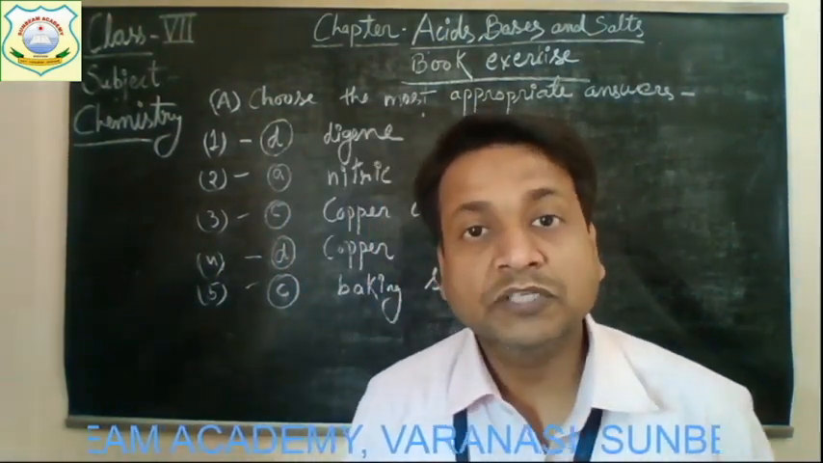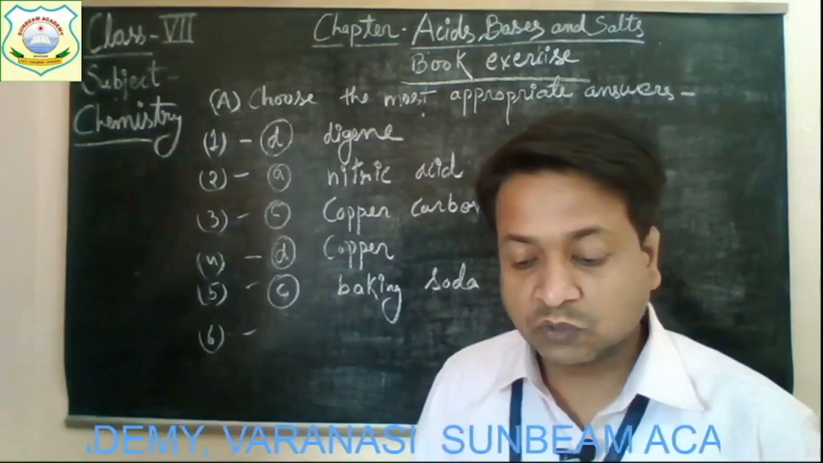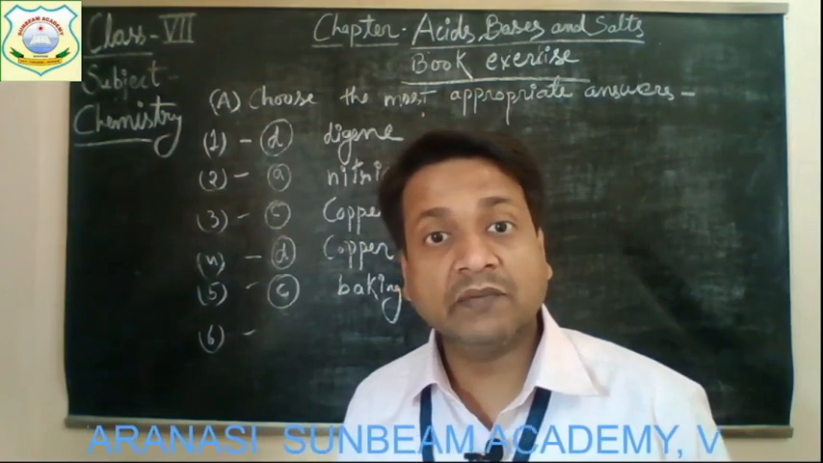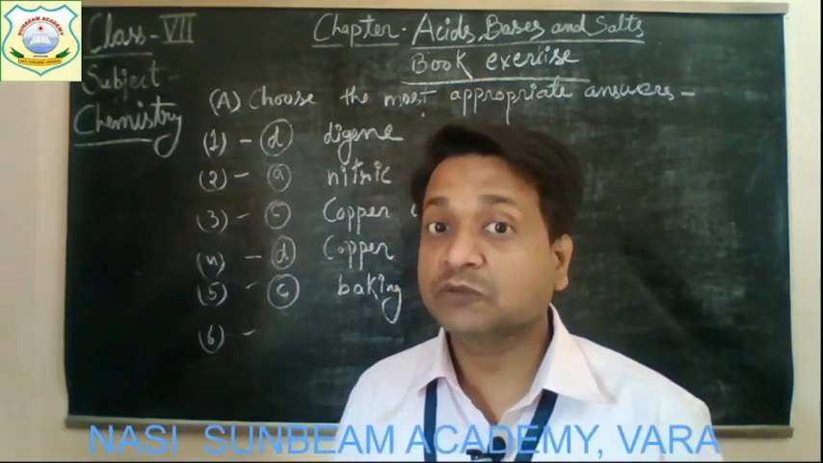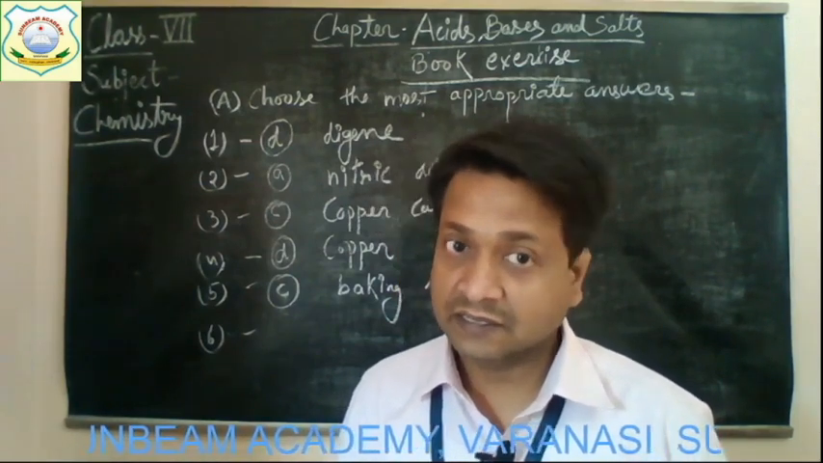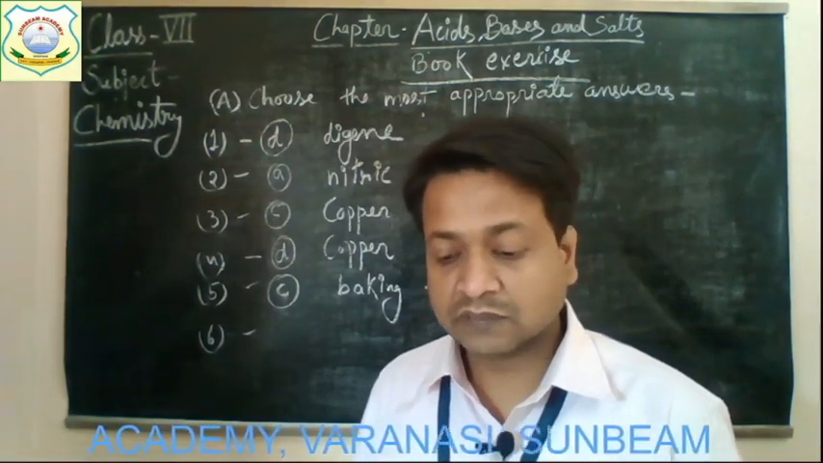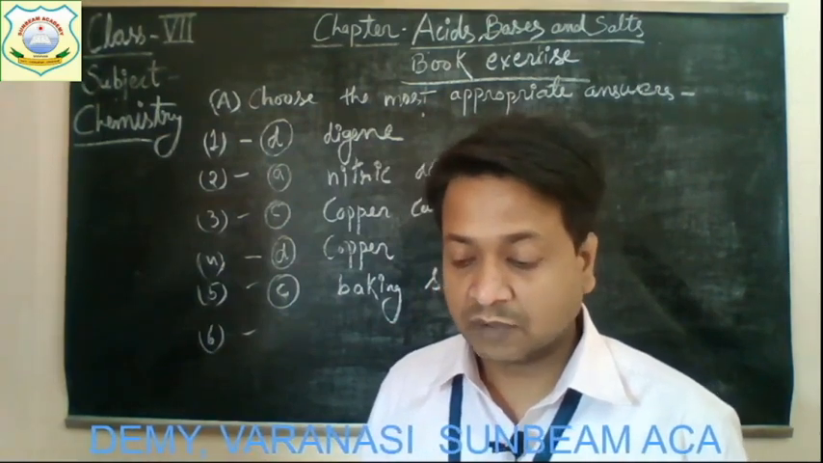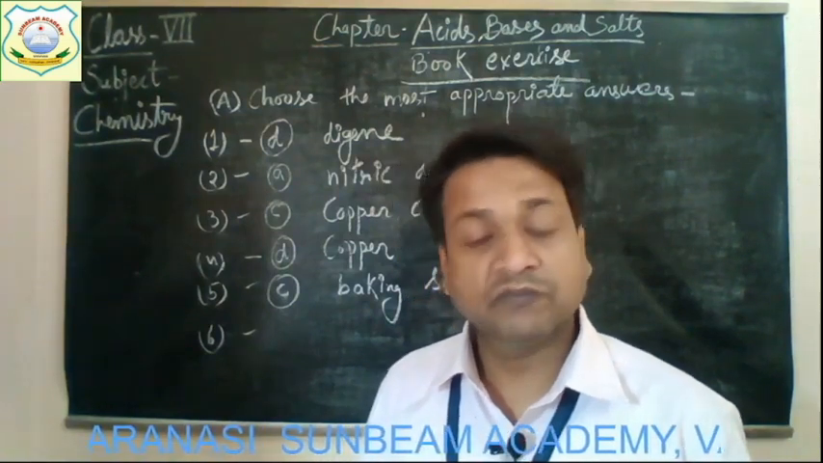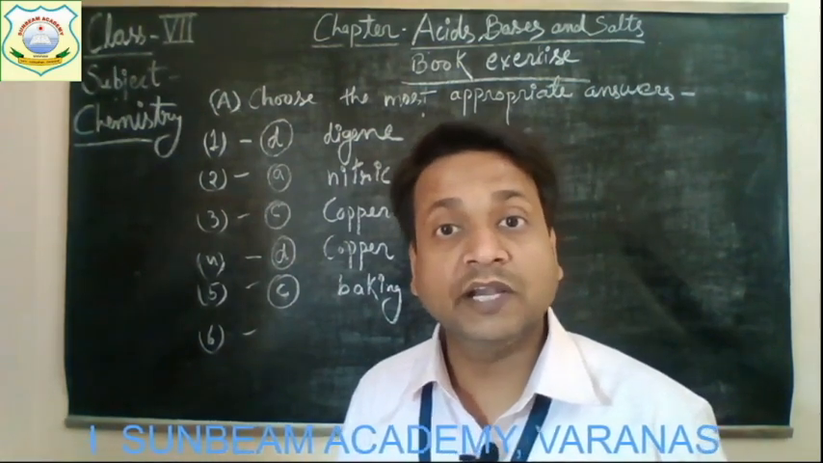Now come to the question number 6, and the question is, lime juice will turn. Children, remember that I have demonstrated activity number 4, and there I showed you that lime juice turns blue litmus red. So the question is, lime juice will turn: first option blue litmus red, second option methyl orange yellow, third red litmus blue, and fourth phenolphthalein pink. So the correct answer will be A, that is blue litmus red.